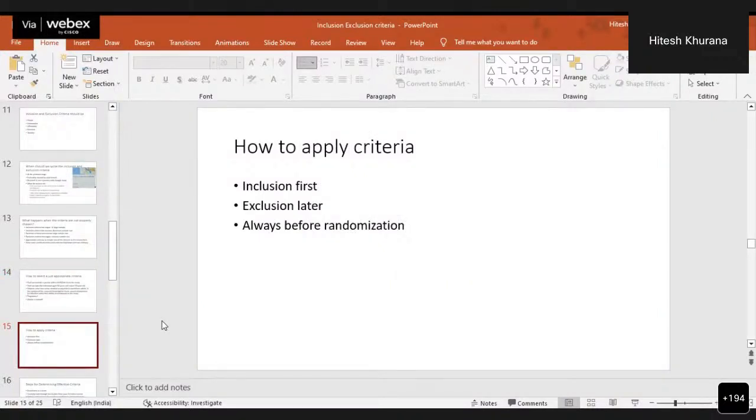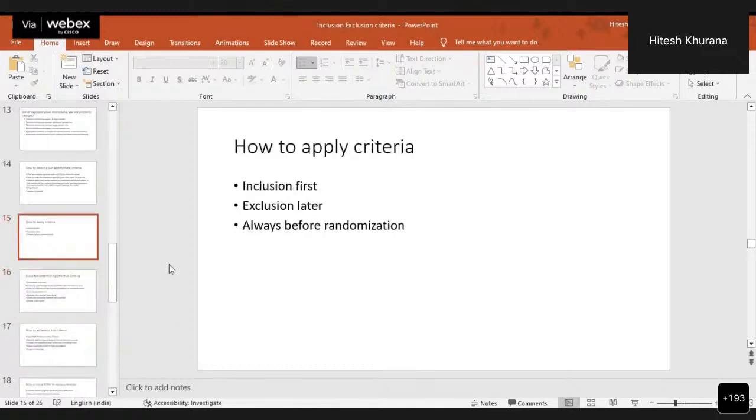And how we apply this, as highlighted earlier, first we need to apply the inclusion criteria, exclusion criteria later, and it should always be before randomization. Supposing we have two or more arms in our study and we have to randomize the subjects, the exclusion criteria should be applied first, and then the randomization should be done, so that every person has an equal chance of getting allotted to a particular group, and they represent the same kind of population.